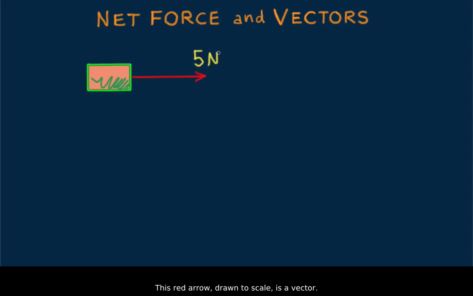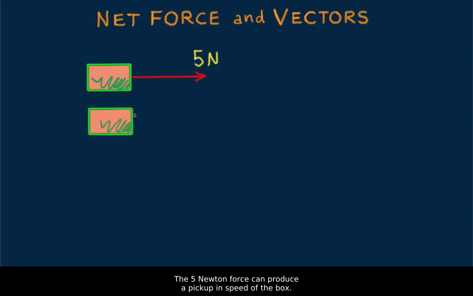This red arrow drawn to scale is a vector. A vector is a pictorial arrow that shows both magnitude, how much, and direction, which way. The 5-Newton force can produce a pickup in speed of the box. Suppose we exert a second identical force on the box. The pair of 5-Newton forces will double the gain in speed.